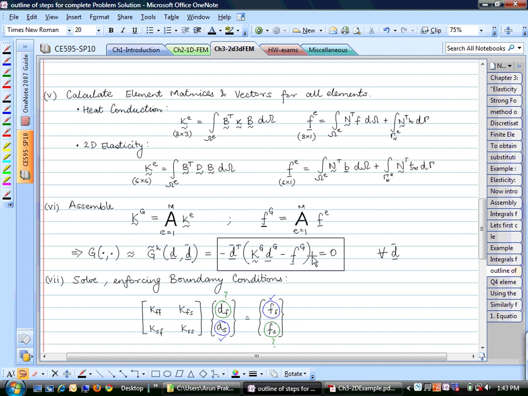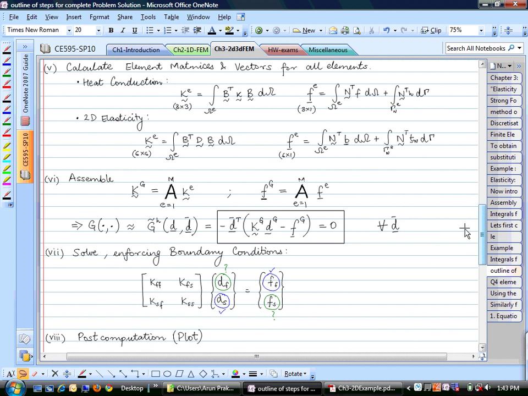And we know how to solve this equation. You have to enforce boundary conditions. You say that there are some degrees of freedom that are specified, which are these. So if you know ds, you can calculate df. Those are the free degrees of freedom. This is something that we did even for the one-dimensional problem. Once you calculate your free degrees of freedom, you can go back and calculate the reactions for your structural problem.